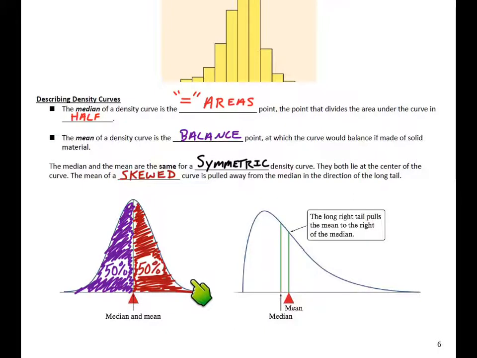Okay. But what about if it's skewed right? So you see the median is still here. So that's actually still equal areas. And I'll draw it here again too. So 50% of the area in purple, that's on the left still.